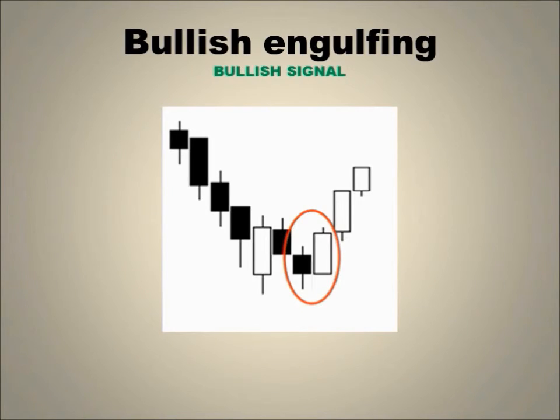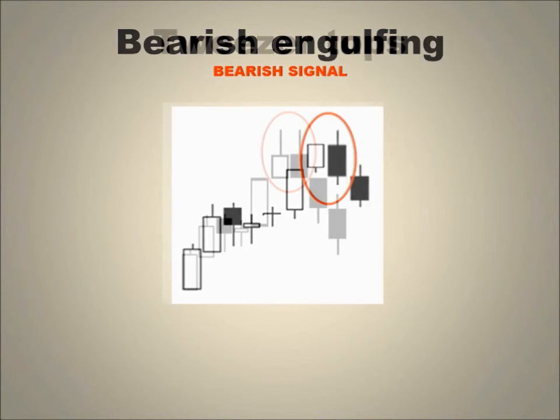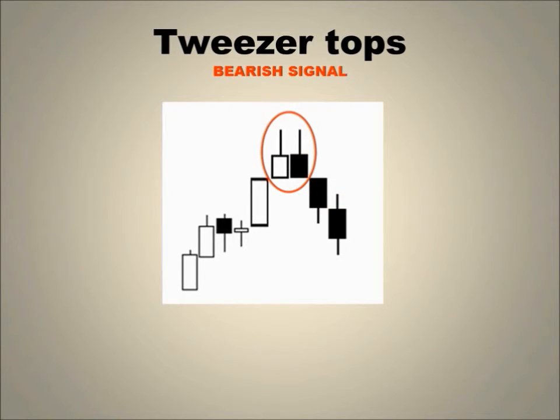Bullish engulfing. So here in this circle, we have a big white candle that has completely covered the smaller black body. This is a clear indication that the bear market has ended and the bull market has begun. And then we have the bearish engulfing, which is a bearish signal, as you can guess. We have a big black body engulfing the previous white body, and that tells us that the bull market is finished, and here comes the bear market.